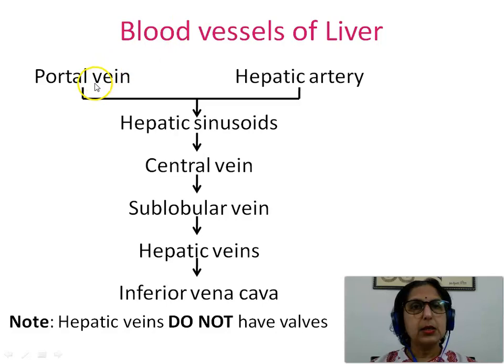So, as we said, blood from the portal vein and hepatic artery enters into the hepatic sinusoids. From there, it goes on to the central vein, sublobular vein, then into the hepatic veins, and finally it is drained into the inferior vena cava. What is to be noted here is that the hepatic veins do not have valves.